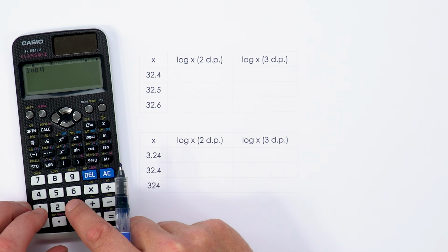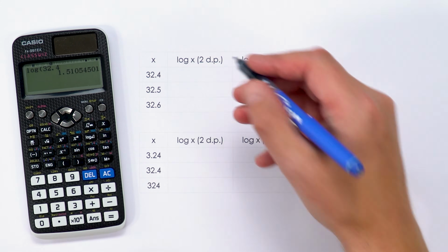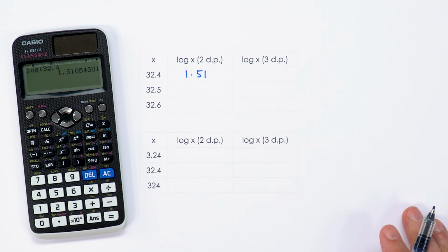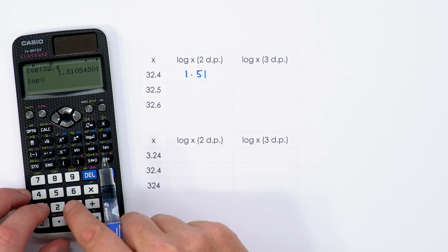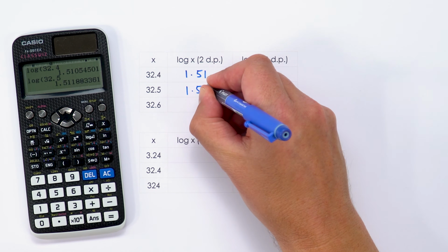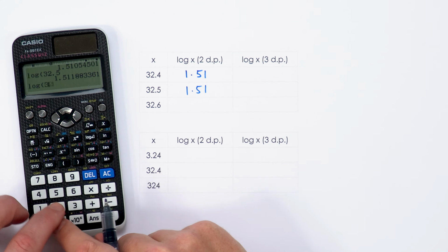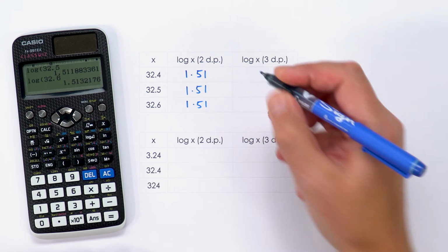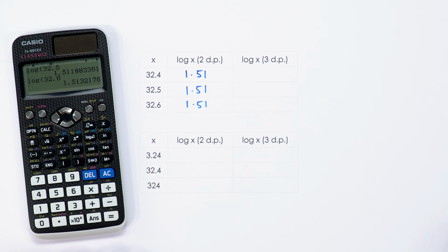So the first one, we've got the log of 32.4, which is equal to 1.51 to 2 decimal places. We can do the same for log 32.5, which is 1.51, and then we've got the log of 32.6, which is 1.51. Okay, so pretty much the same number each time. But let's have a look at these values over here.